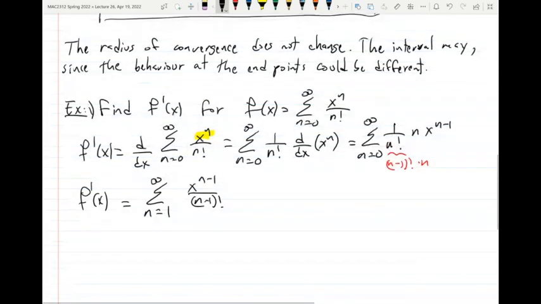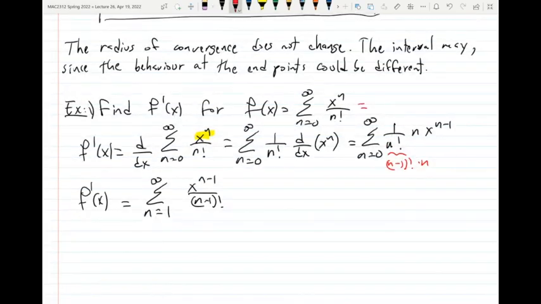Okay, and what can you say about this series? What are the terms in this series? For example, the original series, what are the terms? What's the first term? When you put n equals 0, you get x to the 0 over 0 factorial. That's 1, right? So this is 1 plus x squared over 2 factorial plus x cubed over 3 factorial, and so on.